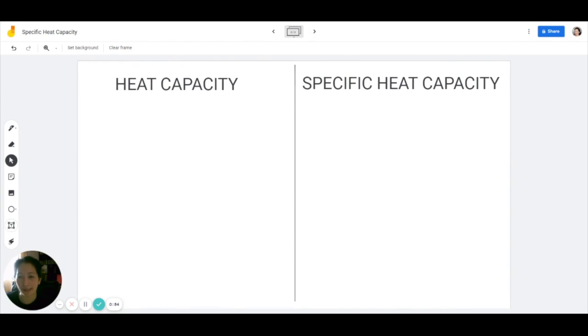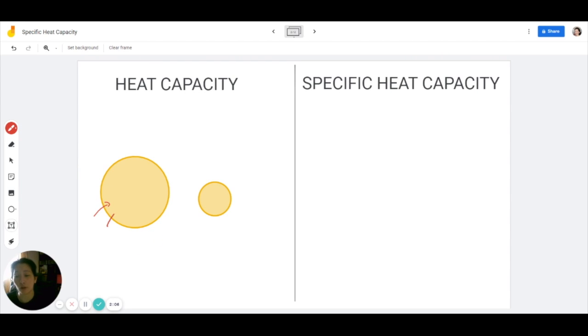So I've put it side by side so that you can see the difference. Let's talk about heat capacity first. So first of all, to understand heat capacity, let's have two different objects. Let's put up the same material so that it's easier to understand. And these materials have different masses, of course. So I'm just drawing them visually here so that it helps you with your understanding.